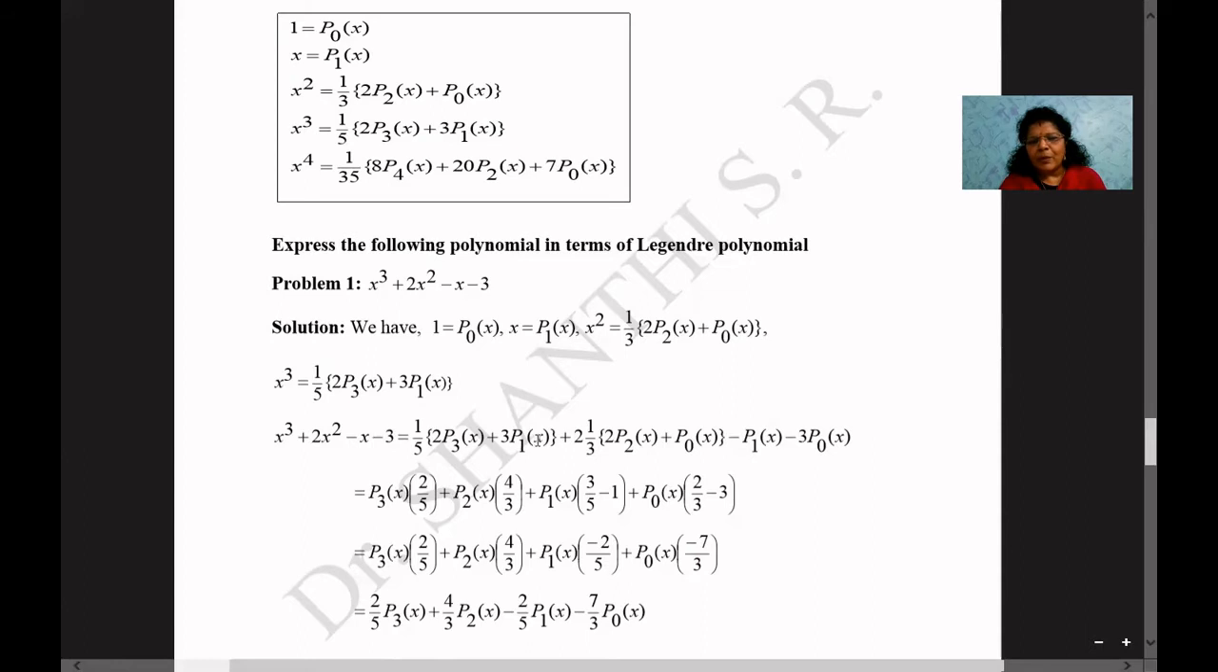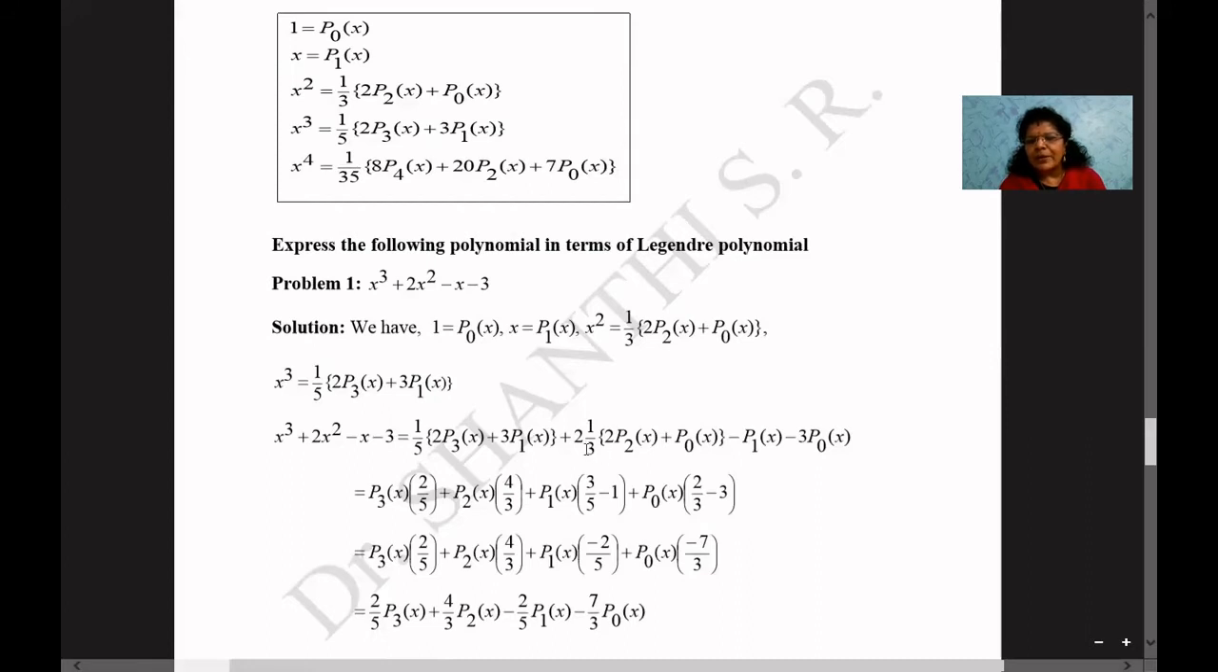Next, P1. P1 is here and here. Two terms are there, P1 of x, whose coefficient I am collecting. P1 of x into, what is its coefficient? 3 into 1 by 5. This 1 by 5, outside 1 by 5 also, we should include. That is 3 by 5, the first one. And here the coefficient is minus 1. Next one, P naught of x. How many P naught of x terms are there? Here and here. So P naught of x into, what is its coefficient? This P naught of x is inside the bracket. So what is outside the bracket? 2 by 3.